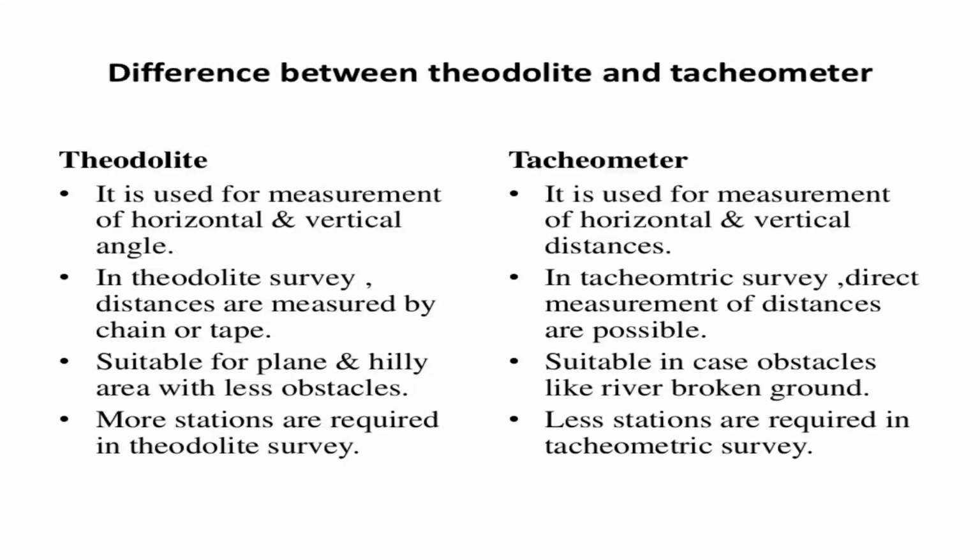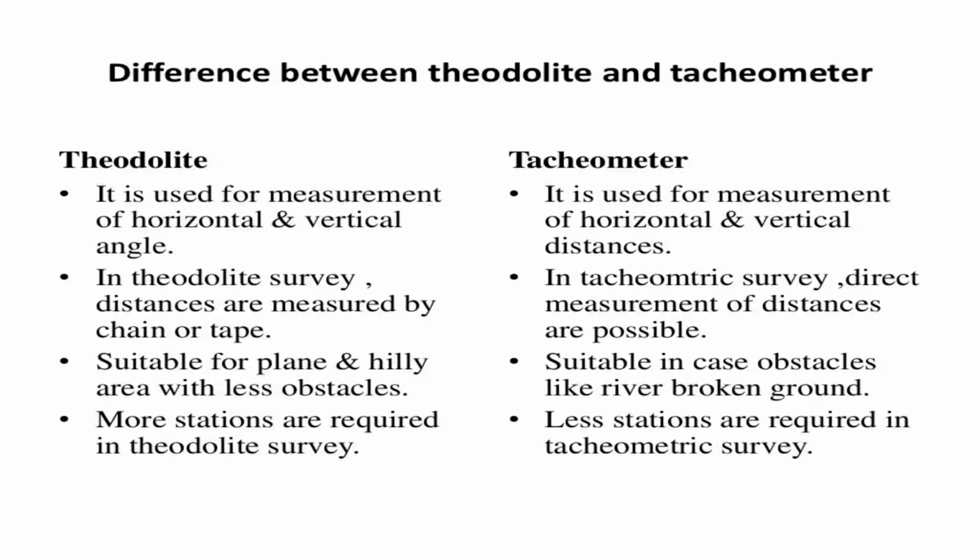Then difference between the tachyometer and theodolite. In theodolite, it is used for measurement of horizontal and vertical angle. In tachyometer, it is used for measurement of horizontal and vertical distances. In theodolite survey, distances are measured by chain or tape. In tachyometry survey, direct measurement of distances is possible.